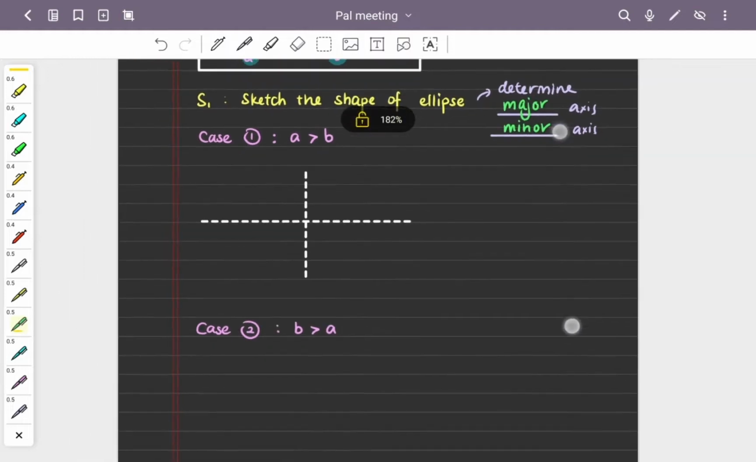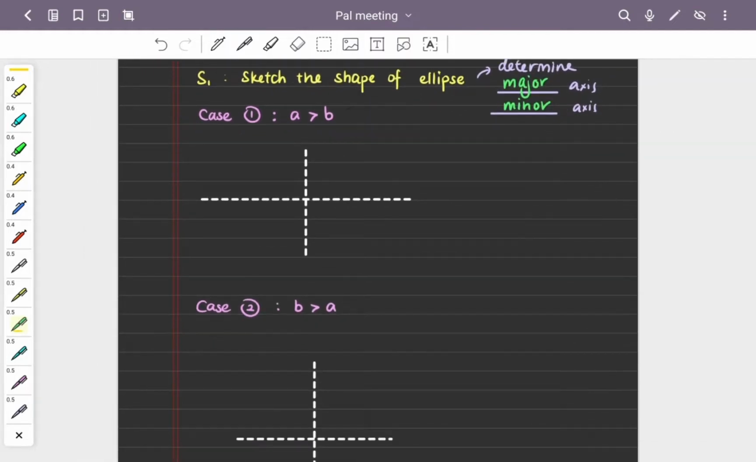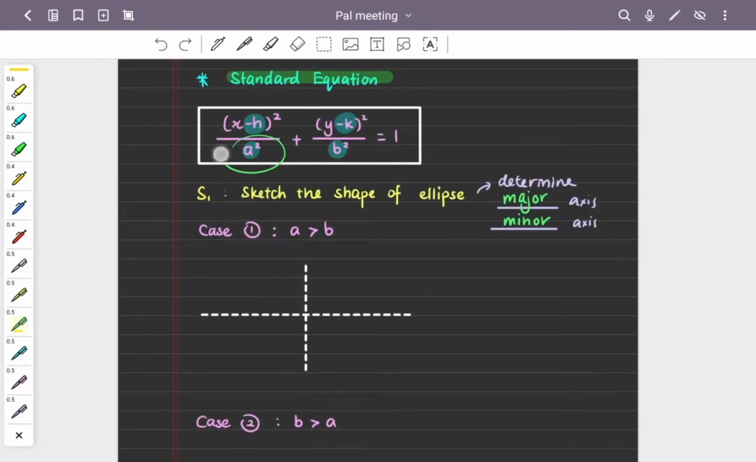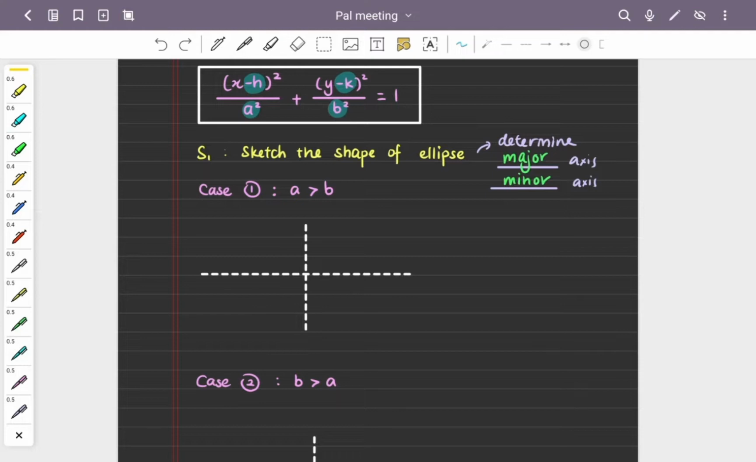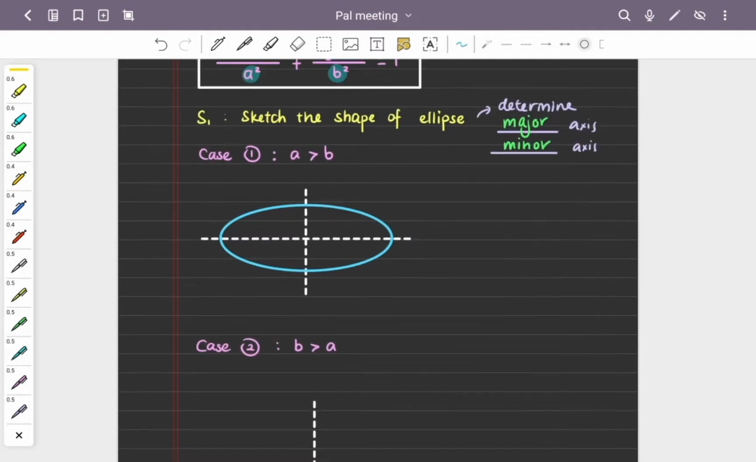For the shape of the ellipse, we have 2 cases: A greater than B, or B greater than A. Your A and B are just taken from the standard equation, A here and B here. So if A is greater than B, your ellipse will expand horizontally. It looks something like this. It will be longer horizontally. So this is the first case: A greater than B, then it expands horizontally.